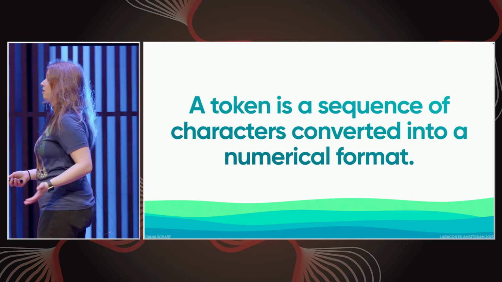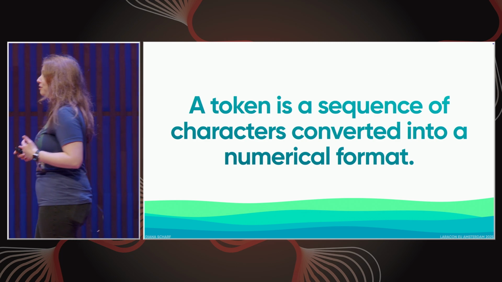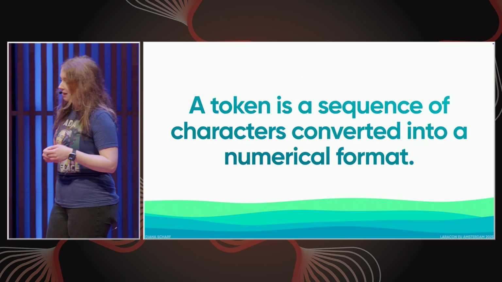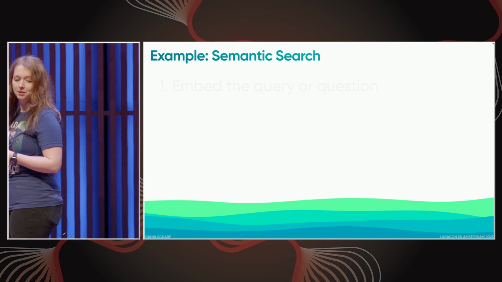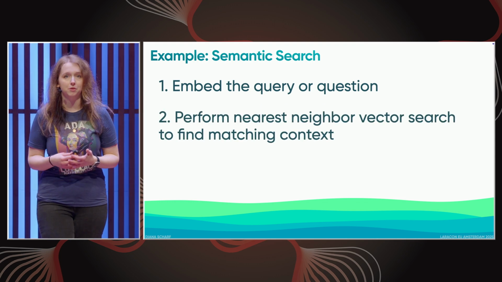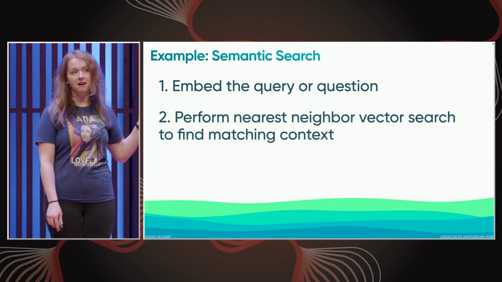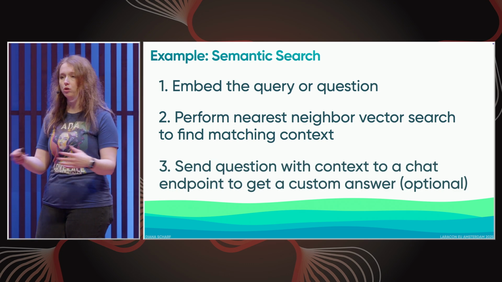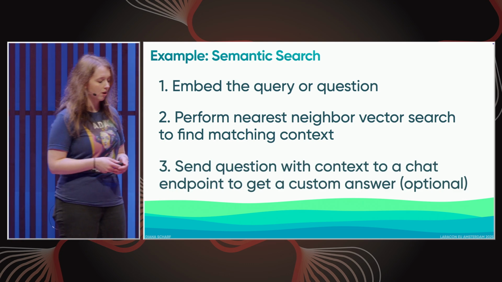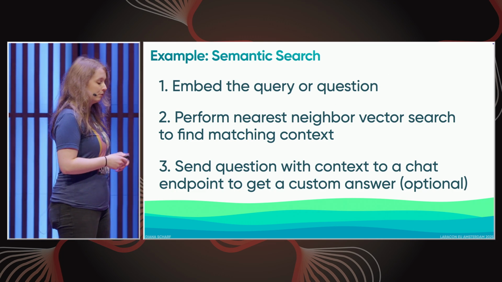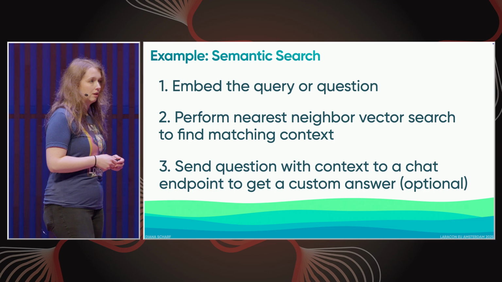That's a basic flow of implementing a semantic search into your Laravel app. It's that easy. Of course, you have to start by embedding the query or question, and then you perform the nearest neighbor search. You could stop there. You could just show the most relevant papers for the question and let the user find the answer by themselves. But of course, you could send it to a generative endpoint as well.